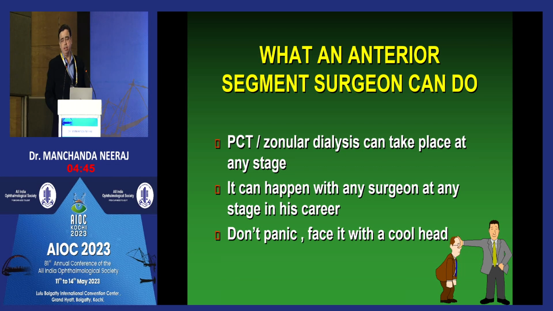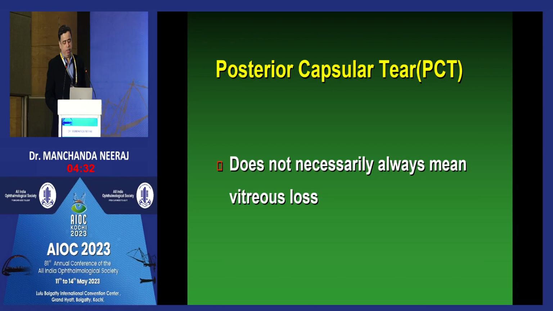Still, once in a while, something happens, and it is how you manage it that is more important rather than why it has happened or how it has happened. The management, the correct management, is the answer. Don't panic, face it with a cool head. PCT does not always necessarily mean that there is a vitreous loss. It could be a small tear, and if you manage it well, you can do wonders. Everything is as normal as before.